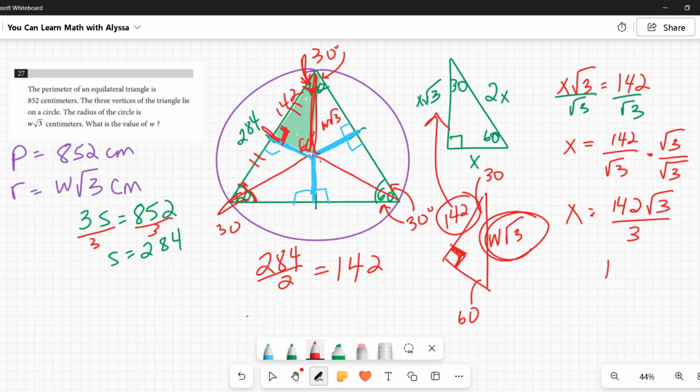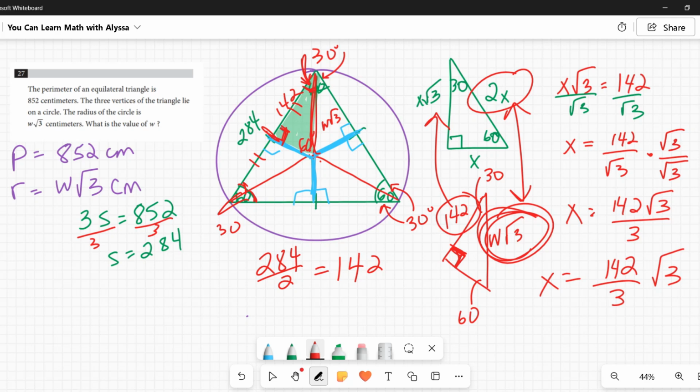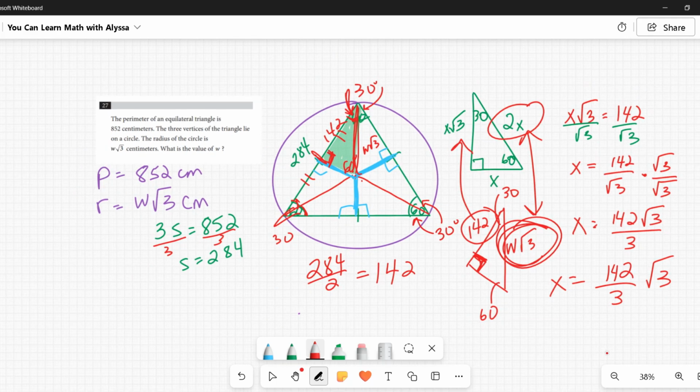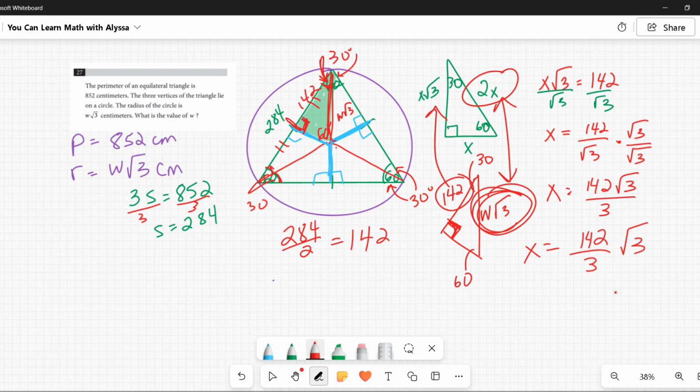So this is 142 thirds times the square root of 3. That's my x, because this could be square root of 3 over 1, and that's why I can pull it to the side. So 142 thirds square root of 3 is my x. So then what is this over here, which is the hypotenuse? I know my x is that, so my hypotenuse is 2 times x. That's x. What's 2x? So I need to multiply this by 2 to find out what 2x is.